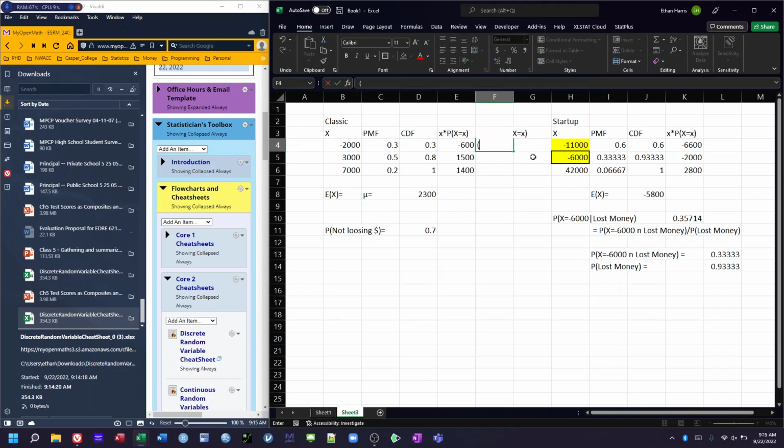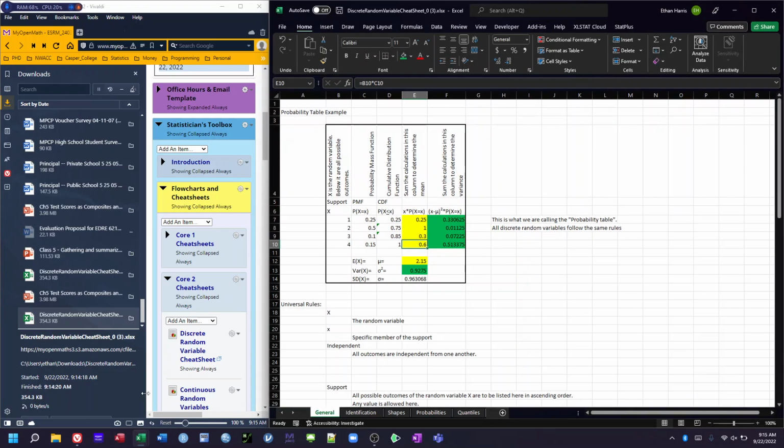Okay, so here is what we can do. Let's just double check our equations real quick, to make sure that we got it right. X minus mu squared times the probability of the specific event happening. And then, just like in the expected value one, we're also going to sum it up to get our variance, and then we can get our standard deviation by taking the square root.